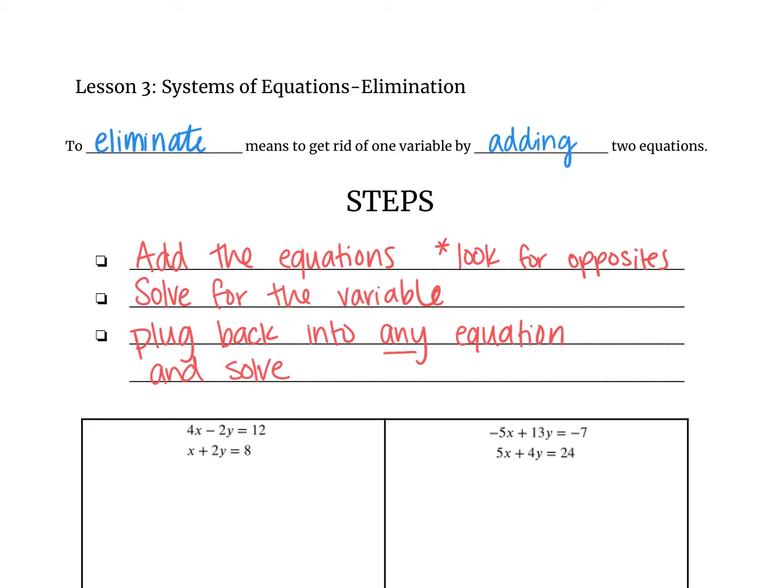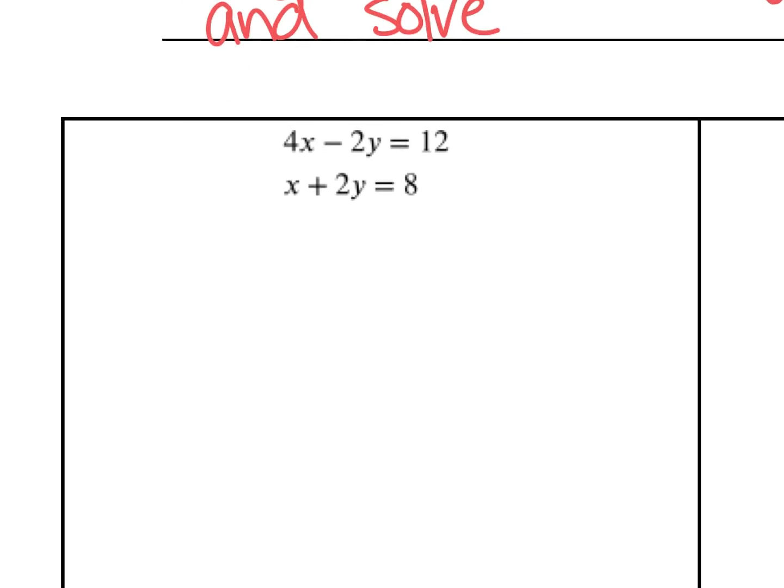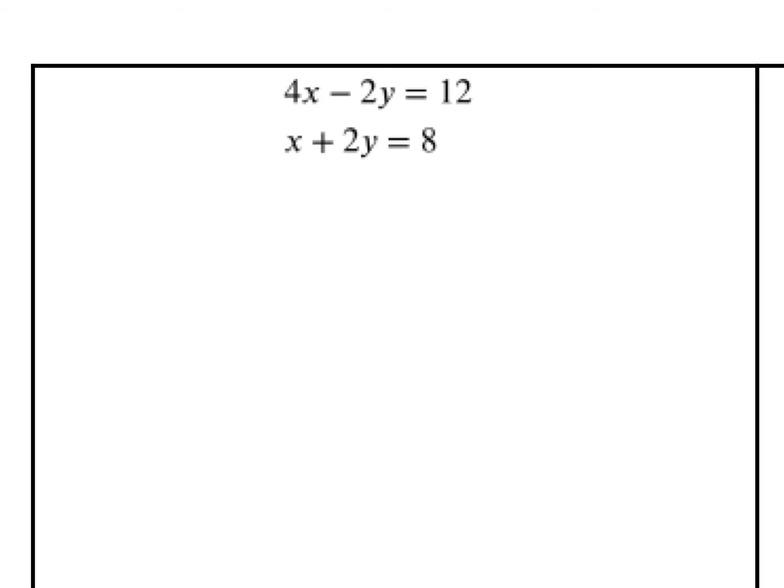So let's look at some examples here to practice this elimination, okay? So I'm going to zoom in here on our first problem. 4x minus 2y equals 12, and x plus 2y equals 8. So the first step we had was to add the equations together, okay? So when we do this, I also said to look for those opposites.